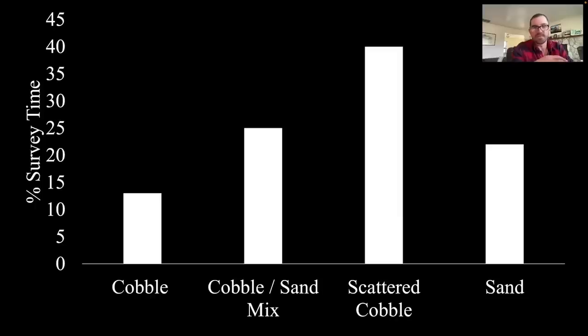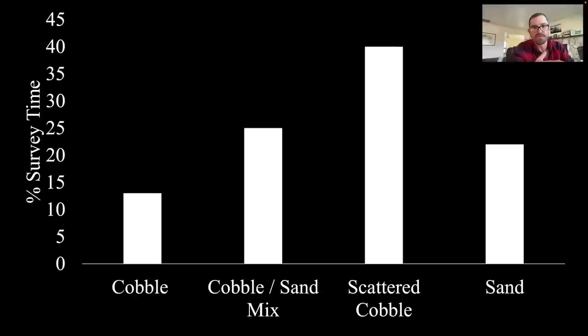I didn't specifically target different habitat types. I just went on different drifts and whatever habitats were there I filmed, since I don't really have a detailed map of what the bottom structure of the Columbia River is. So you can see that I spent a little bit less than 15% of that total time filming on cobble.